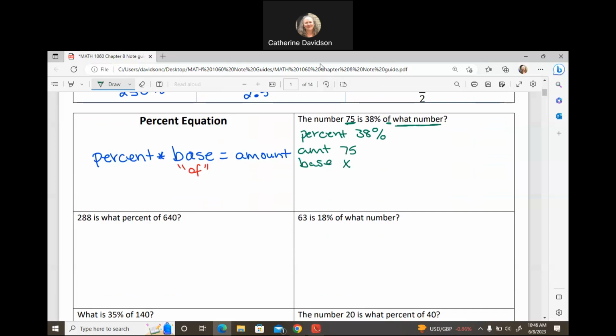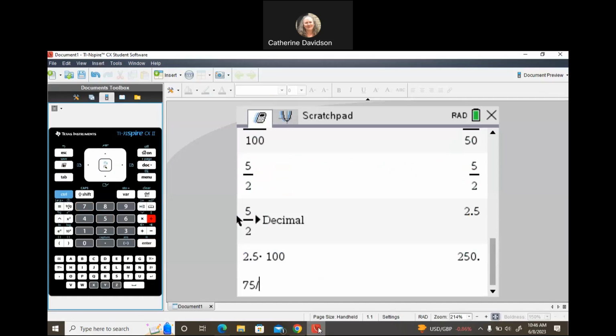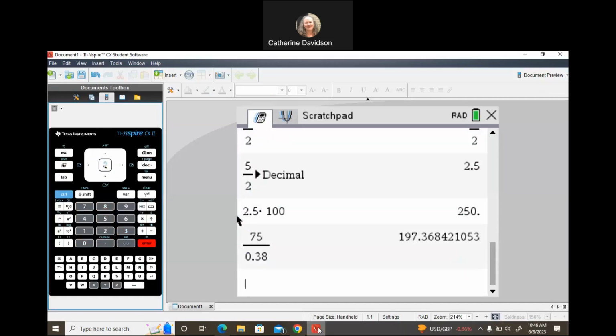All right, so when we deal with percentages, we're not going to use the actual percentage itself. We need to convert that to a decimal. So that's going to be 0.38. So it's the percent times the base equals the amount. From there, you're just going to solve this for x. So 0.38 times x equals 75. I do not want to do that in my head, or try and do it by hand. So I get 197.4.